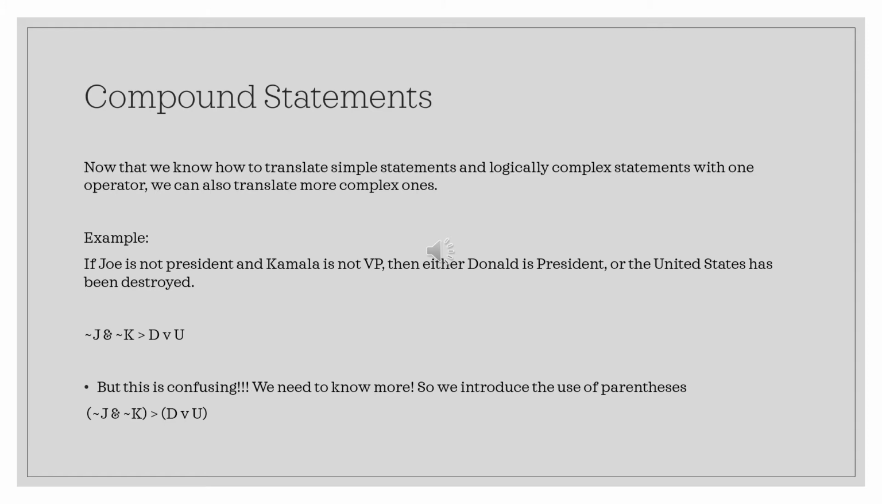Well, now we can symbolize each of those sentences, right? So what we would do is we'll take Joe is president as J. We'll take Kamala is vice president as K. Then we'll take Donald is president as D. And we'll take the United States has been destroyed as U. Great. Well, now we're going to string those together and put all of the logical connectives in there, right?